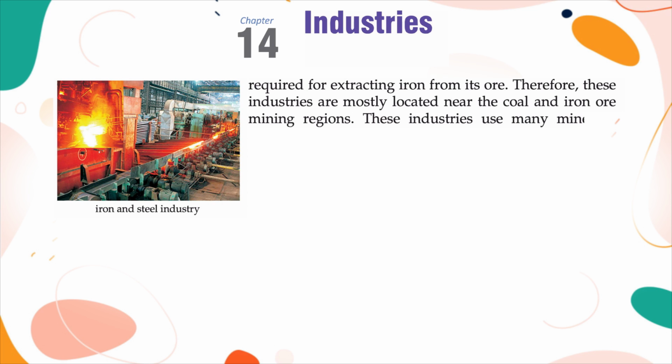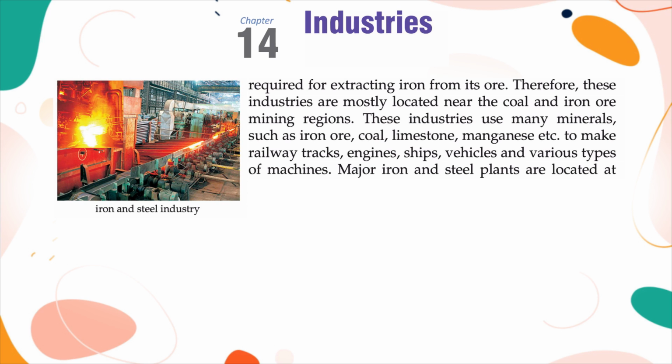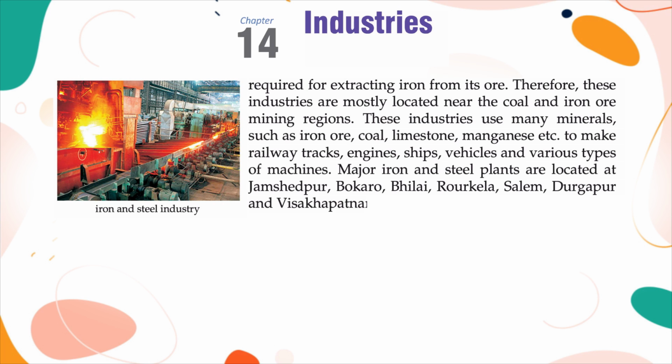These industries use many minerals such as iron ore, coal, limestone, manganese, etc. to make railway tracks, engines, ships, vehicles, and various types of machines. Major iron and steel plants are located at Jamshedpur, Bokaro, Bhilai, Rourkela, Salem, Durgapur, and Visakhapatnam.